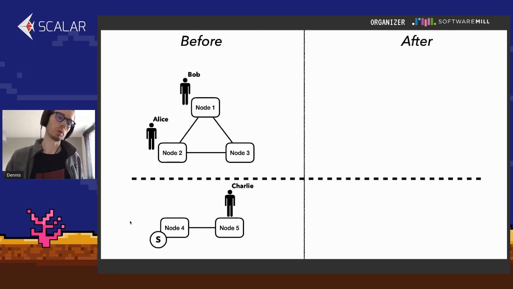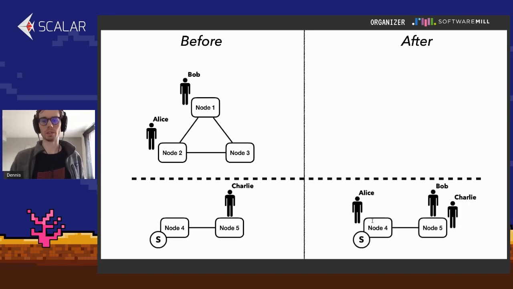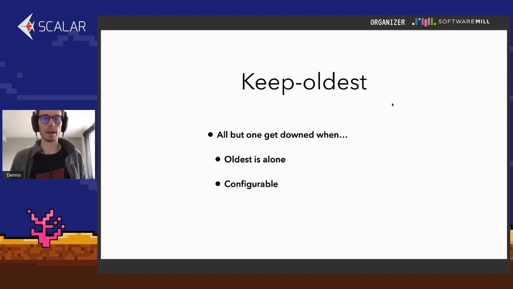This is an interesting one. Here in this case, we have node 1, which is the oldest, because we know that the singleton is running here. And this time it's the bottom partition that will decide to survive. And the other one, because they cannot reach the oldest node, because they see it as unreachable, will simply kill themselves.